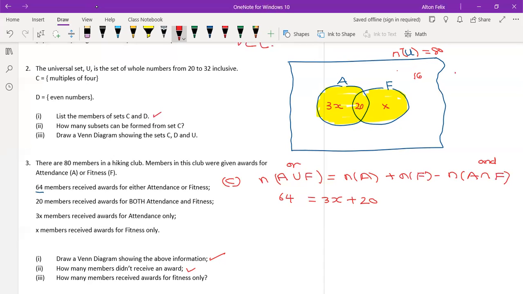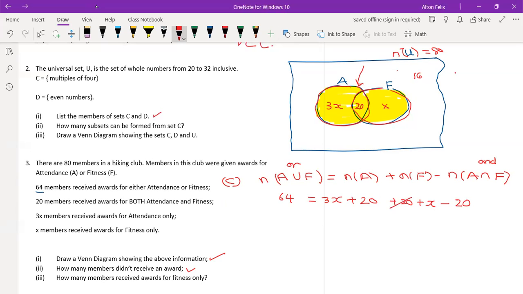Okay, so let's go back. Number of members in F would be 20 plus X. Remember, that's the entire set F, which is here. So it must be including that 20 and the X. Now notice how this 20 is double counted twice, because when we stated the members in A, we put 3X plus 20. So therefore, to ensure that the 20 is not counted twice, we need to subtract number in A and F, which is one of the 20s, right? So it makes sense. So the 64 would equal to that entire part of the equation to the right.